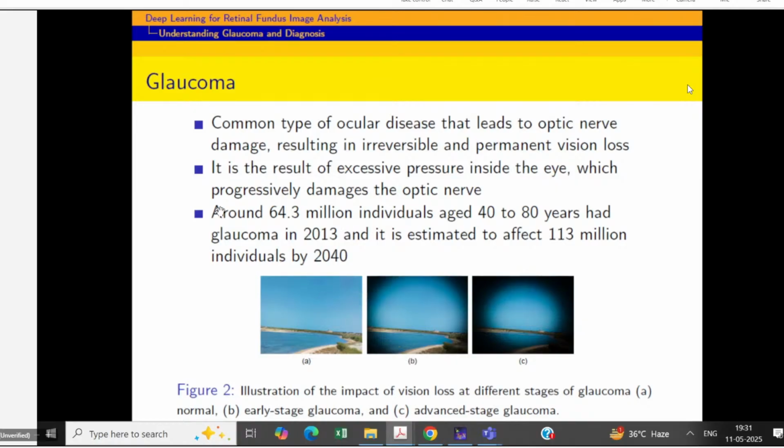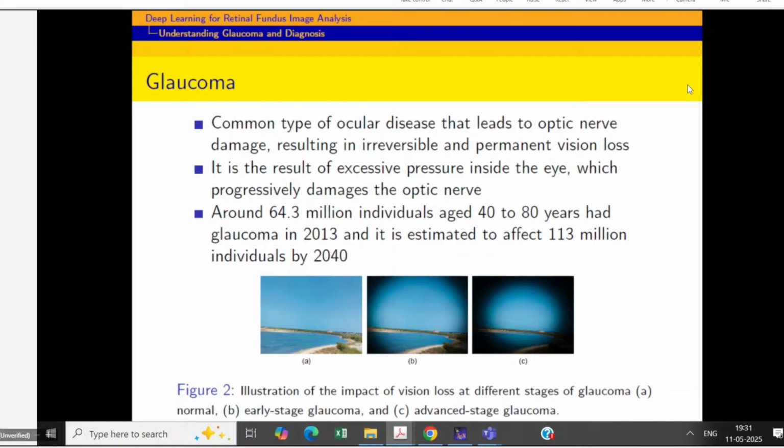If you look at the statistics, around 64.3 million individuals aged 40 to 80 years had glaucoma in 2013, and it is expected to affect around 113 million people by 2040. That's why doctors always recommend regular eye checkups. There are also certain symptoms that ophthalmologists can better explain, such as what the symptoms are, what the possibilities are that glaucoma may happen, and why this is happening.